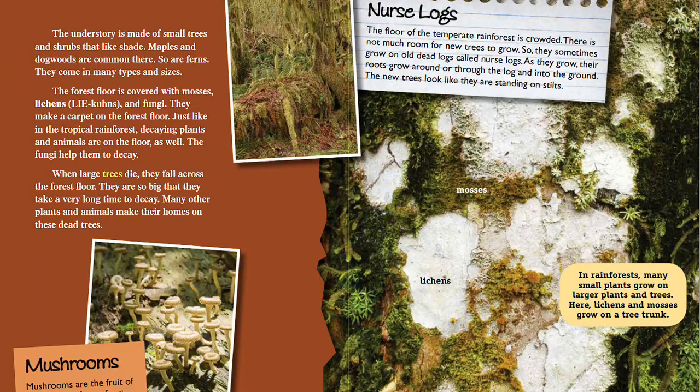When large trees die, they fall across the forest floor. They are so big that they take a very long time to decay. Many other plants and animals make their homes on these dead trees. Mushrooms. Mushrooms are the fruit of common rainforest fungi.